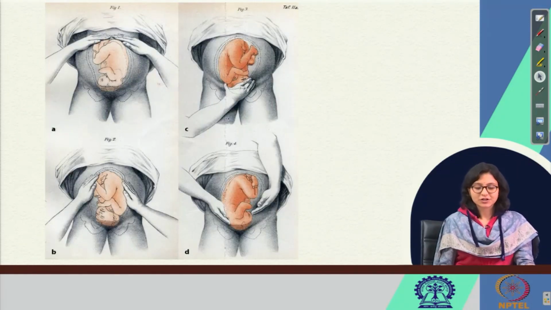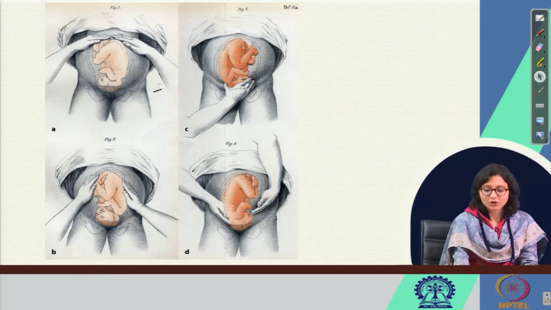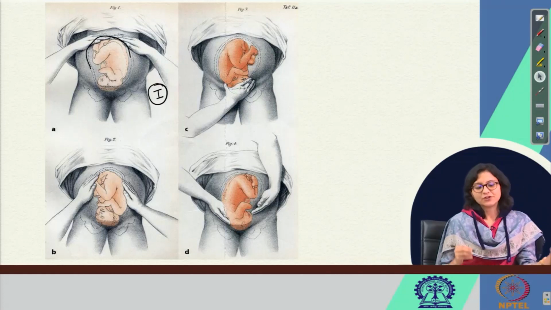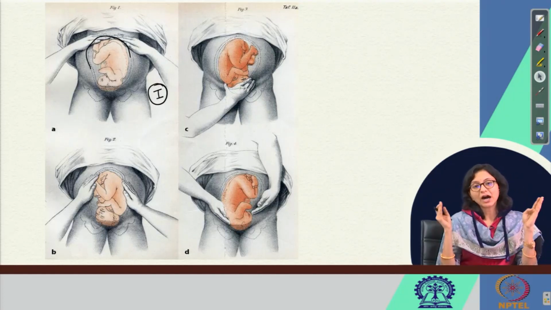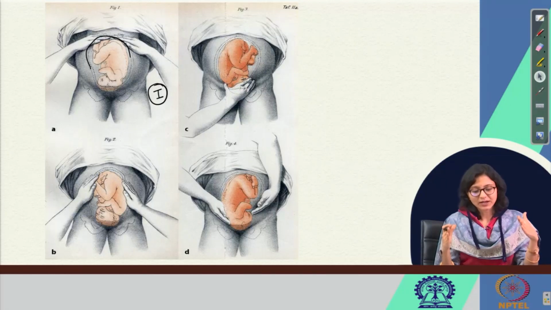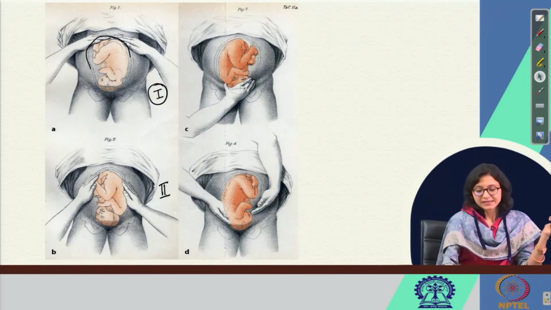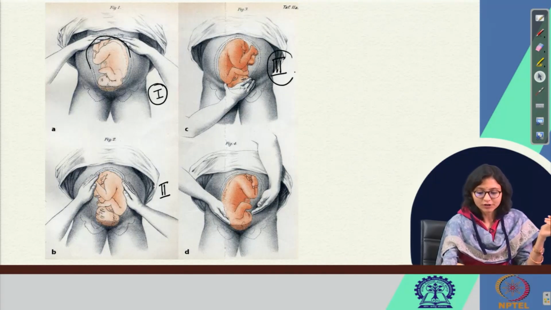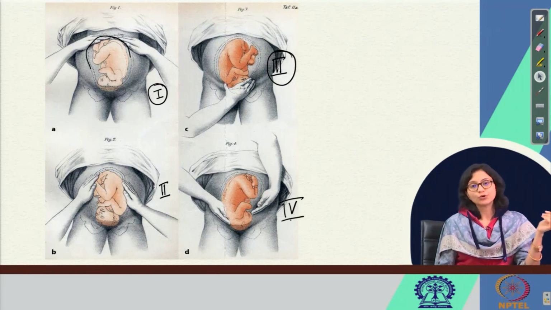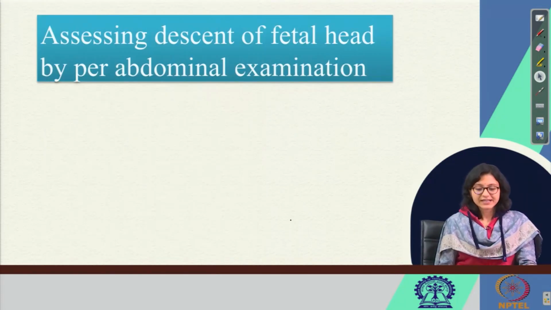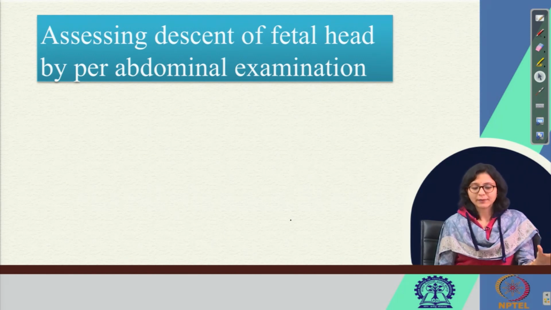So from this picture it is now clear this is Leopold I or fundal grip. Here is the fundus and you palpate the fundus with the palms of the two hands, and you assess the presentation. Then this is number 2 or the lateral grip, this is number 3 or the Pawlik's grip, and lastly is the Leopold IV maneuver. So these were regarding the Leopold maneuvers.